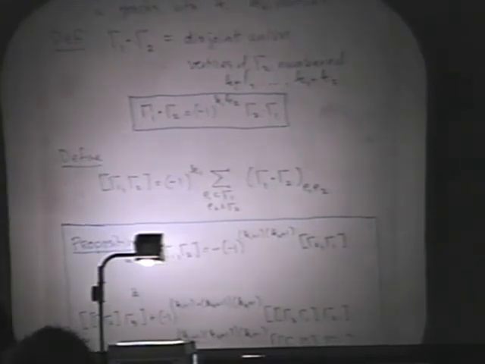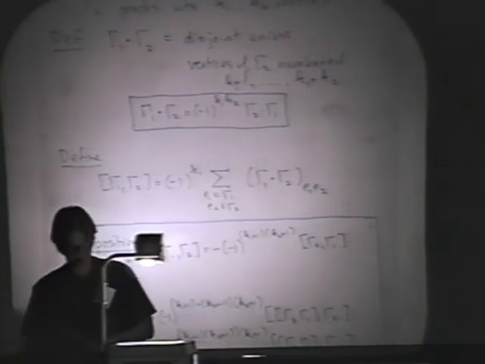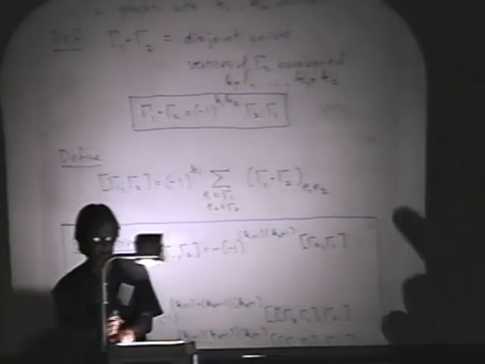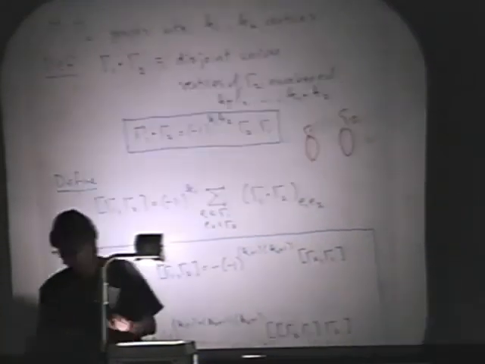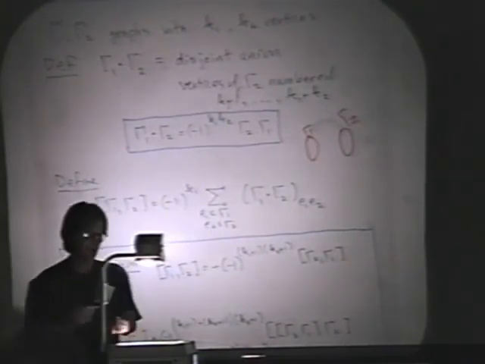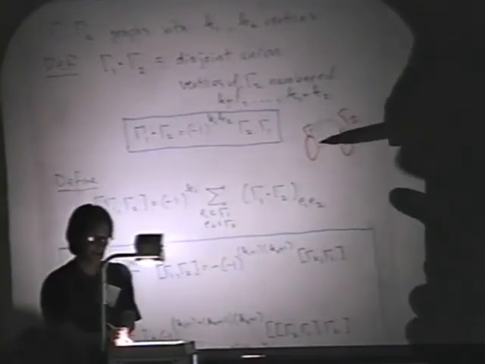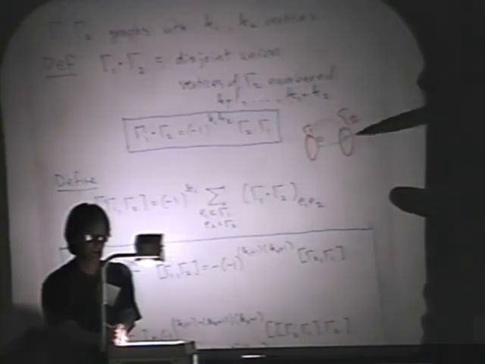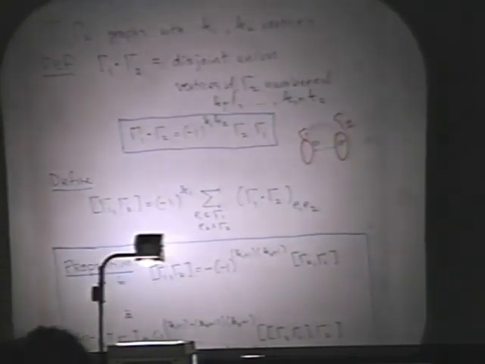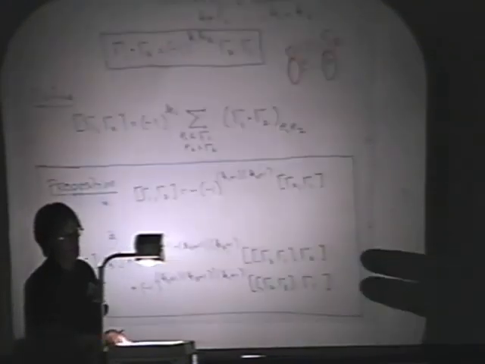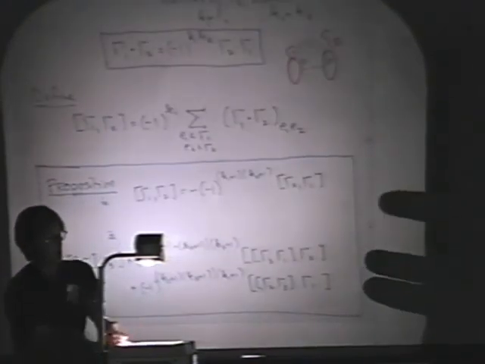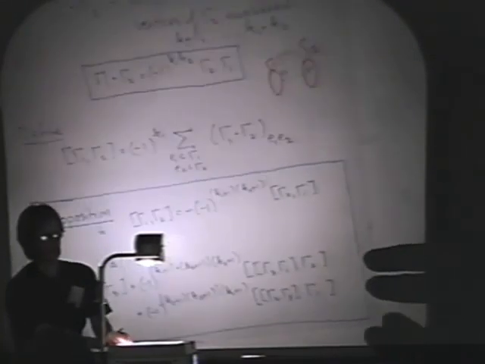Maybe in pictures, the way Dennis was drawing these things looks better. Here's gamma 1, here's gamma 2. You look at all the edges, E1 and E2, and take all possible pictures like that, and that's going to give you a bracket. If you put the appropriate sign, then you get a graded anti-commuting relationship and a graded Jacobi identity.